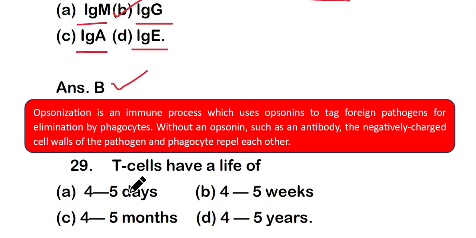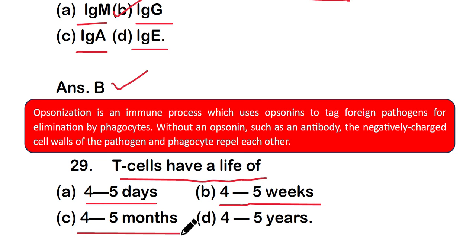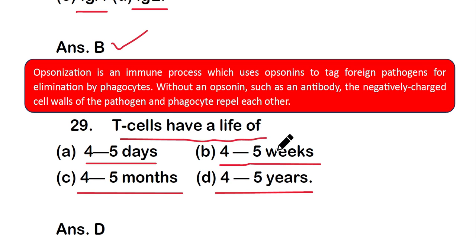Let's move on to question number 29. T cells have a life of option A, 4 to 5 days, option B, 4 to 5 weeks, option C, 4 to 5 months, or option D, 4 to 5 years. The right answer is option D, that is 4 to 5 years. So T cells have a life of 4 to 5 years.